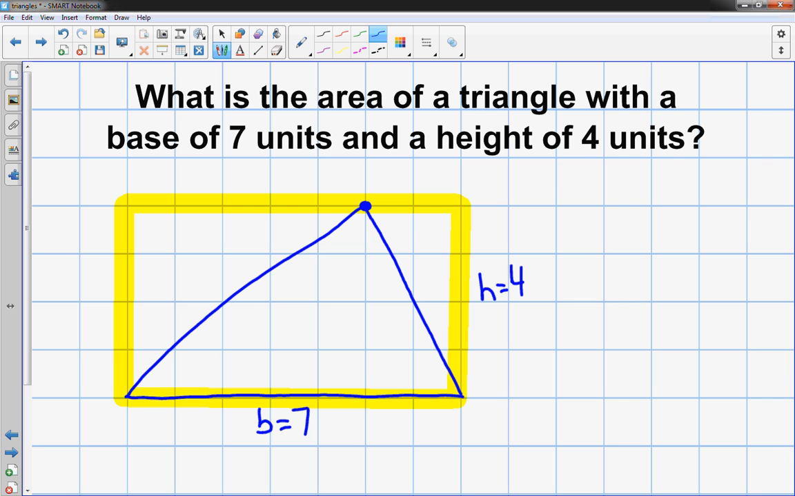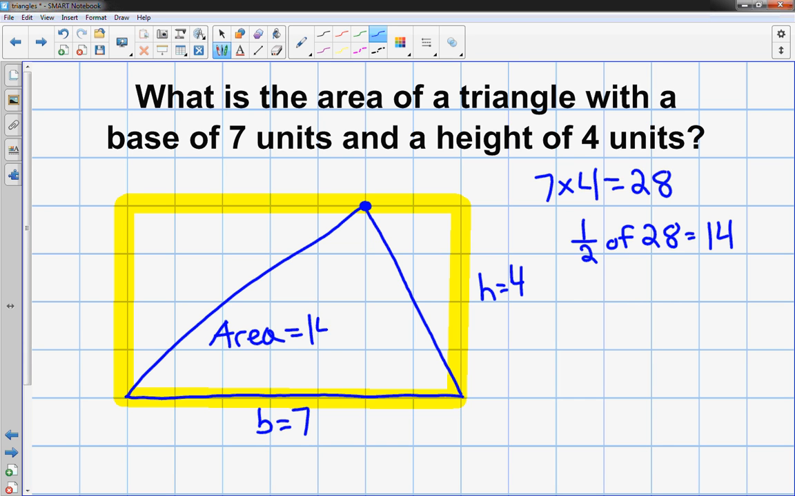Alright, now I'll solve my problem. 7 times 4 is 28. That's actually the area of the rectangle. Now we need to figure out what half of 28 is. So half of 28 is equal to 14. So the area inside this triangle is equal to 14 square units.